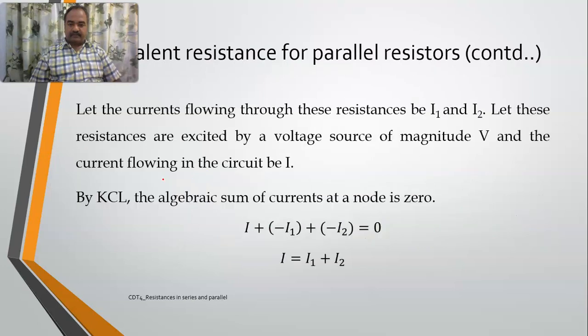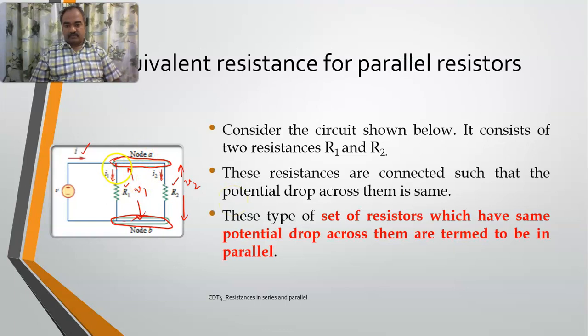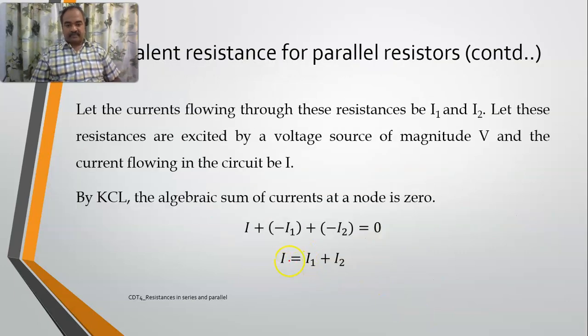Okay. So if I take this point, this is I, this is I1, and this is I2 at this particular node A. So by KCL, I, this is incoming current, these two are outgoing currents, so I have taken as minus I1 and minus I2. So incoming current is equal to outgoing current. This is by KCL, right?